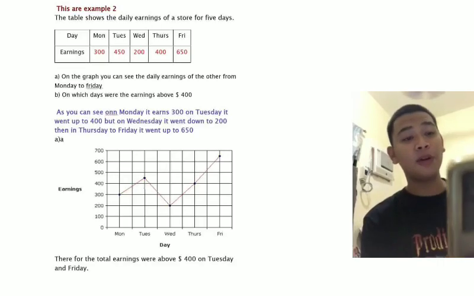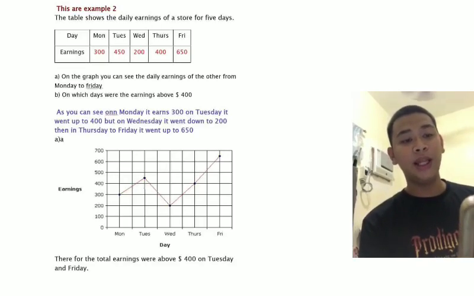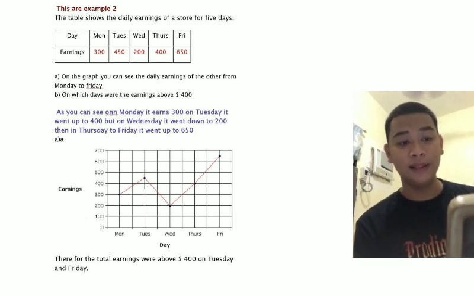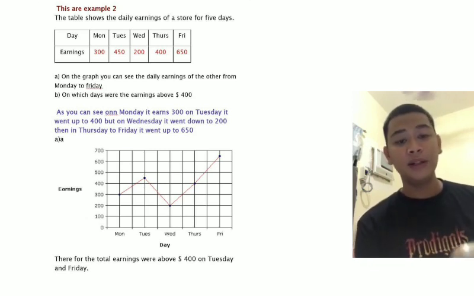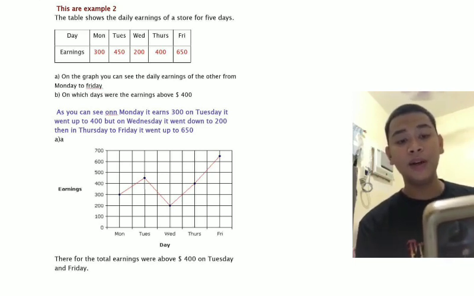This is example number 2. The table shows the daily earnings of the store for 5 days. Monday, 300. Tuesday, 450. Wednesday, 200. Thursday, 400. And Friday is 650. On the graph, you can see the daily earnings of the store from Monday to Friday, on which they were earning about $400.